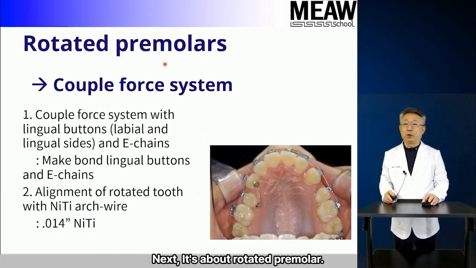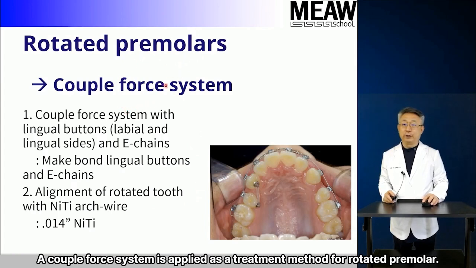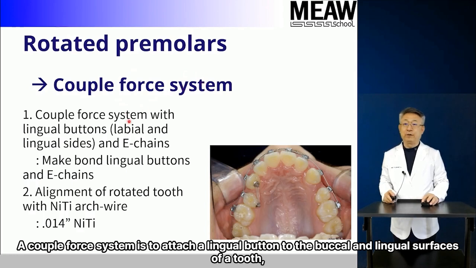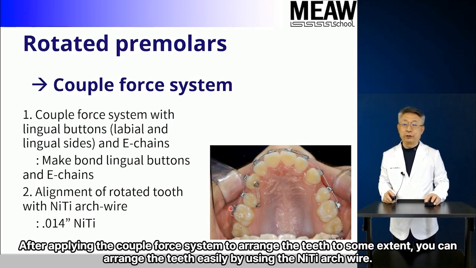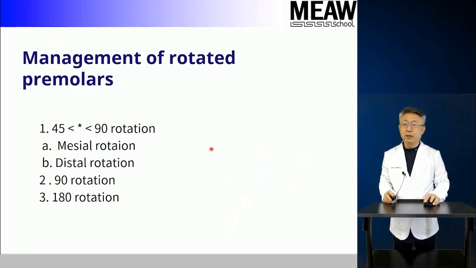Next, it's about the rotated premolar. A couple force system is applied as a treatment method for a rotated premolar. A couple force system is to attach a lingual button to the buccal and lingual surfaces of a tooth and use an energy chain to direct two parallel forces outgoing in different directions. After applying the couple force system to arrange the teeth to some extent, you can arrange the teeth easily by using the NiTi arch wire.